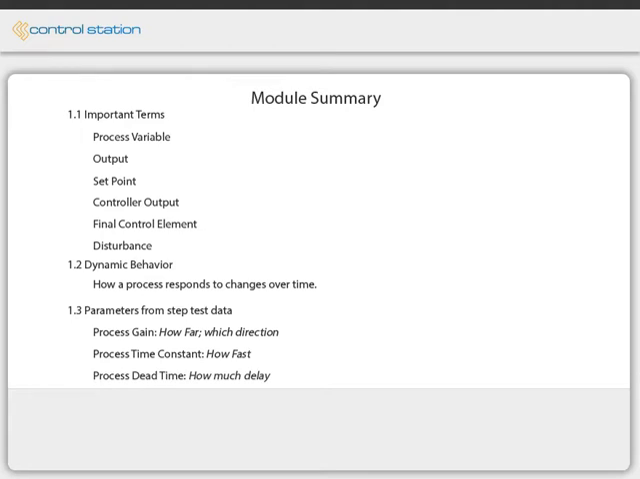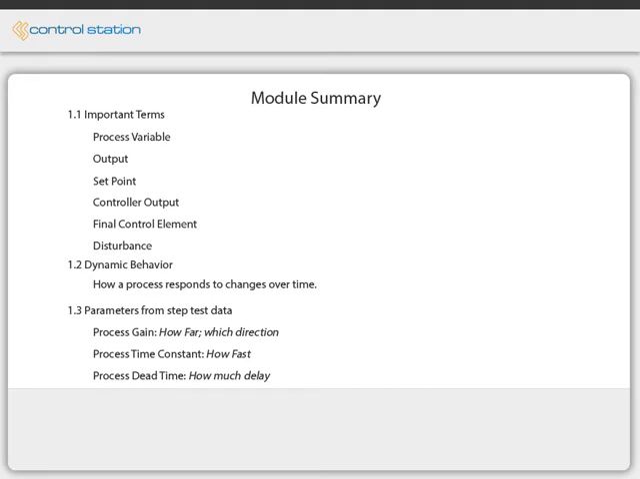Process gain is how far the measured process variable travels in response to a change in the controller output. Process time constant describes how fast the measured process variable responds to changes in the controller output. Process dead time is how much delay occurs from the time when the controller output step is made until when the measured process variable shows a first clear response.